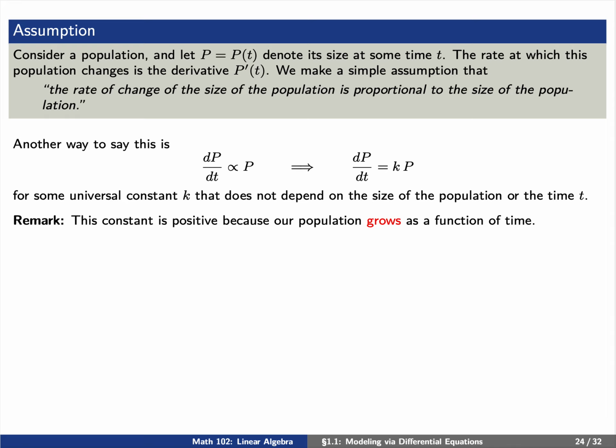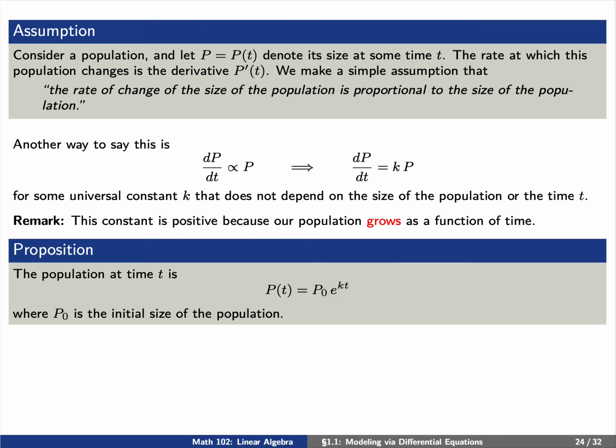Remember that this constant is positive because for now, we're assuming that our population grows as a function of time. Later in the course, we'll see that we can actually solve this differential equation, and we'll find that the population at time t is equal to P of t, which is a constant P0 times an exponential e to the kt. Notice here that P0 is the initial size of the population.